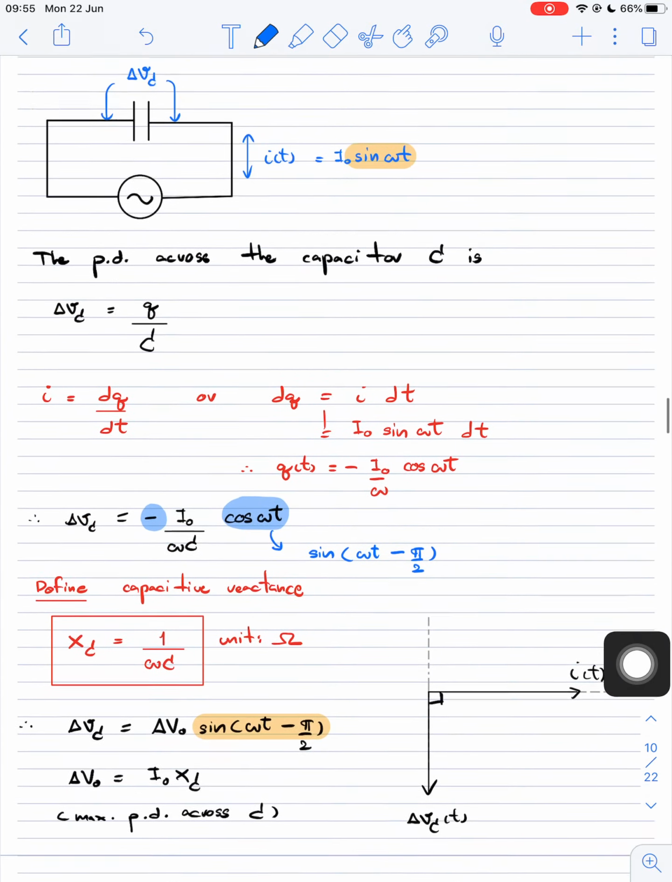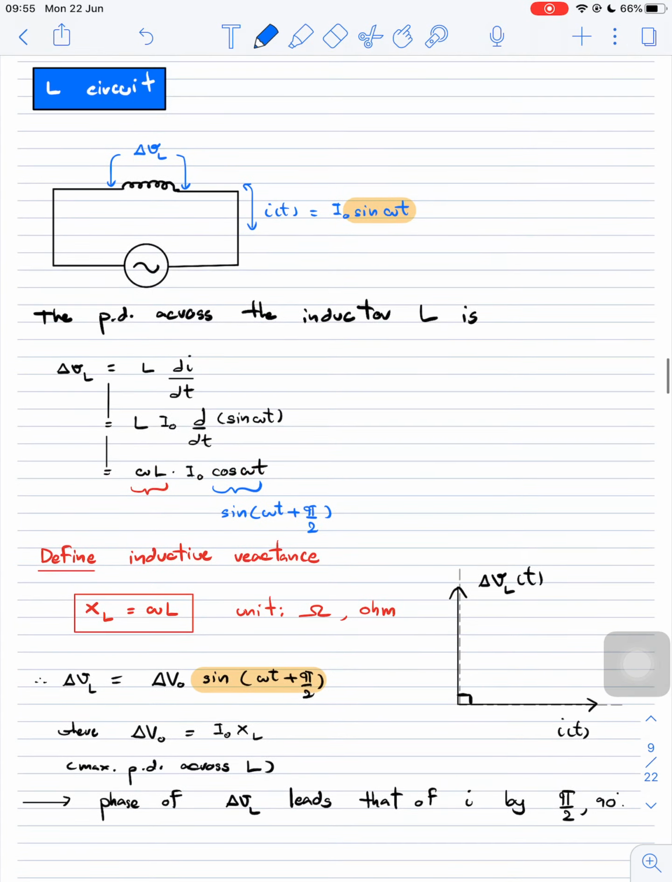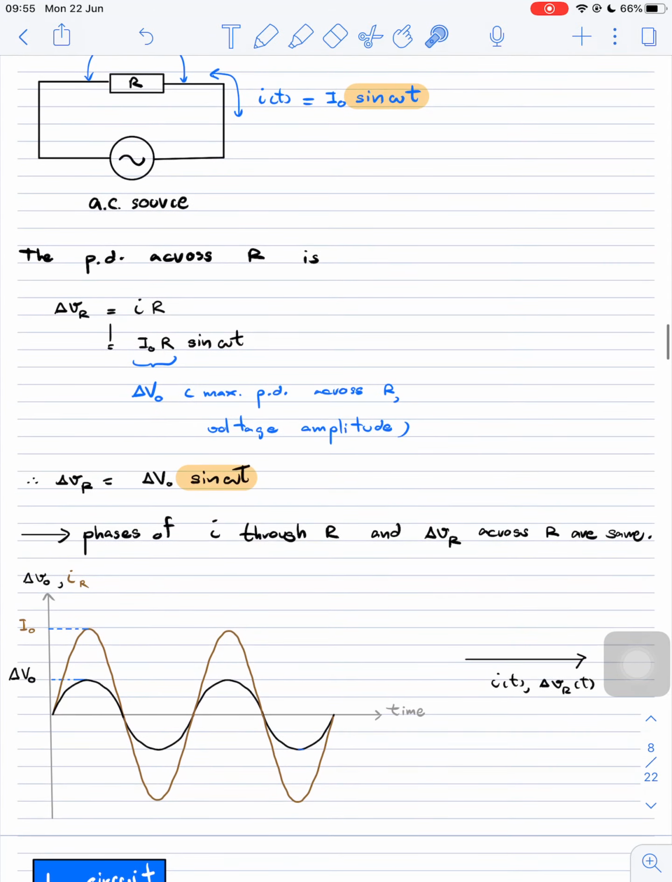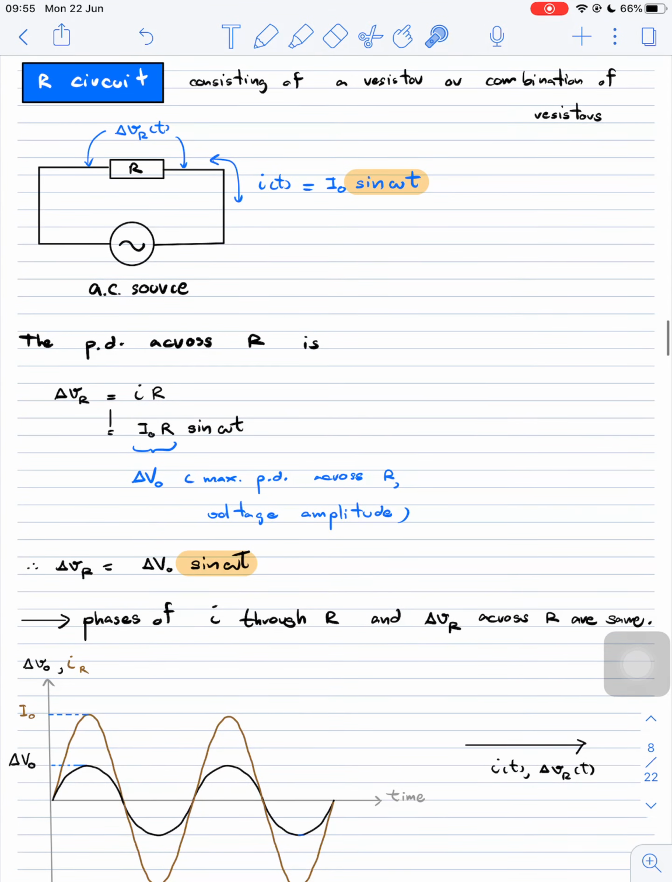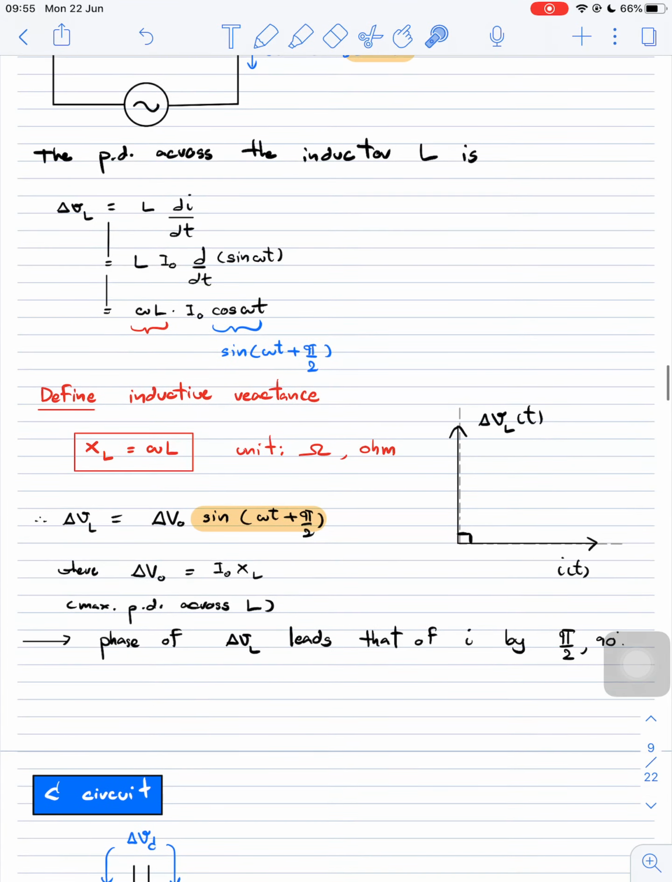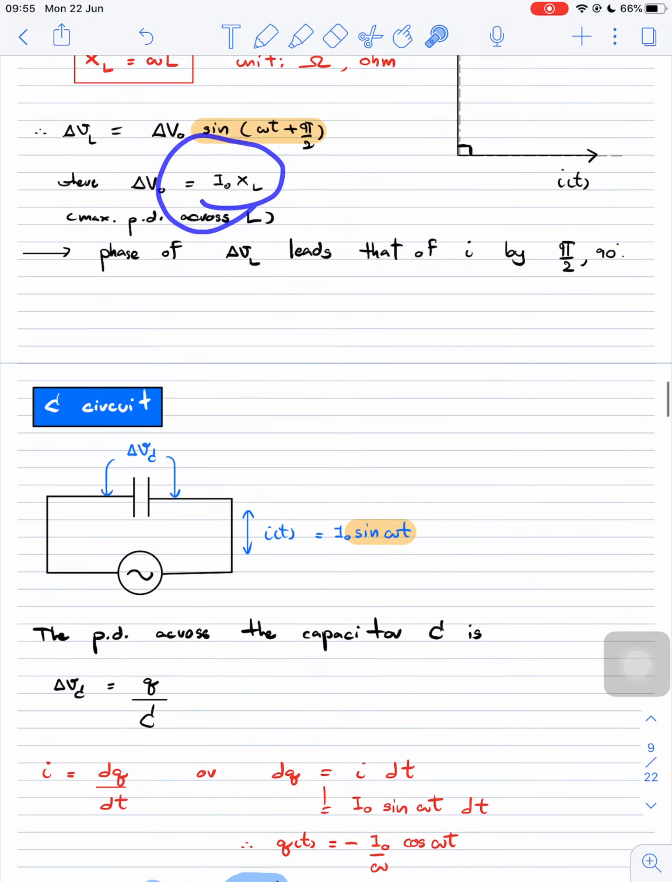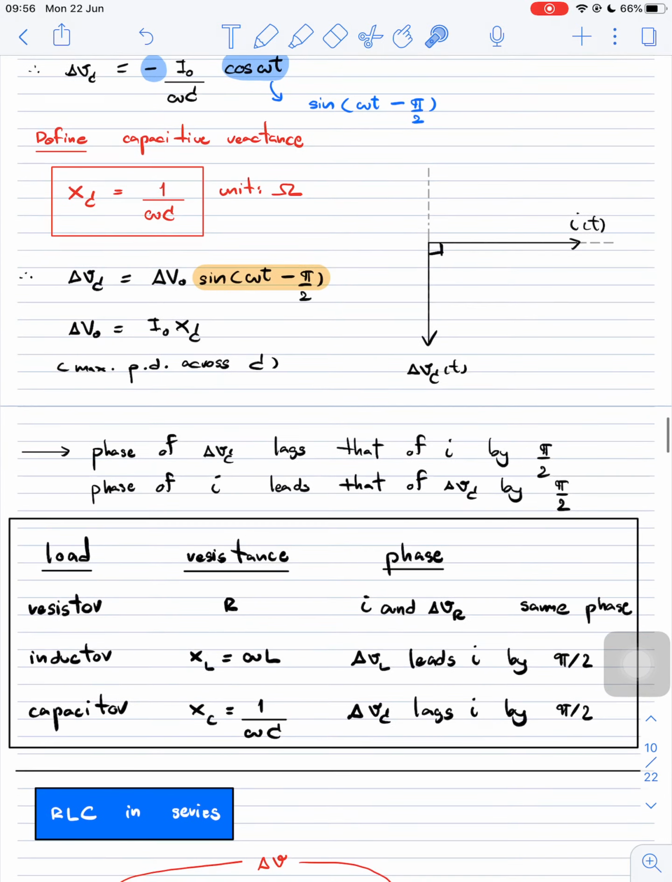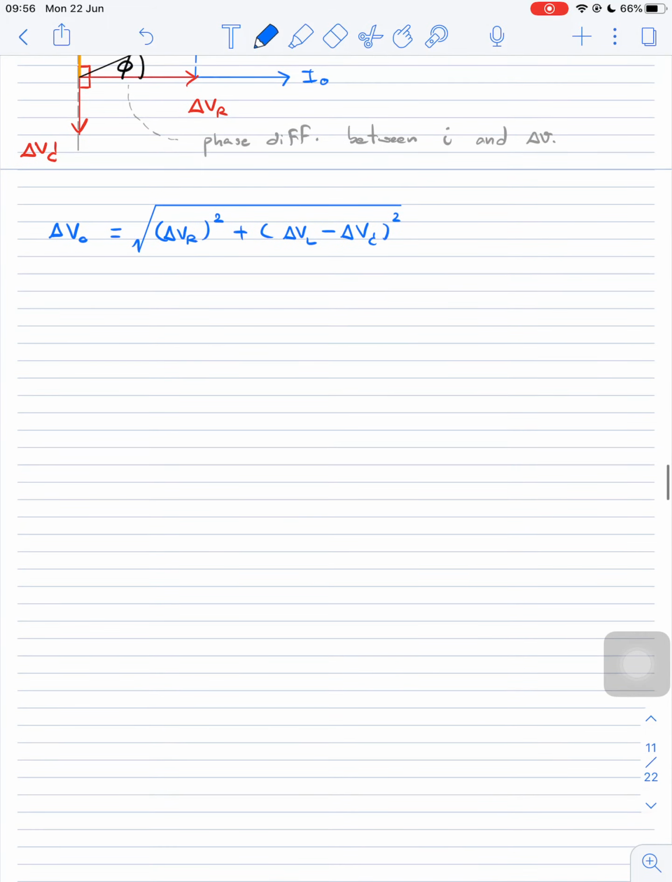So now from the R, L, and the C circuit, we said that delta VR equals I naught times R. Delta VL equals I naught times XL. And delta VC equals I naught times XC. Then we can just plug this into this equation.